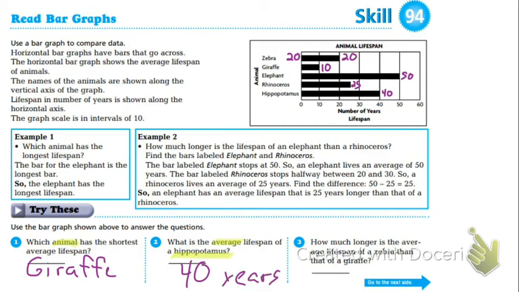All right, moving on to number 3. They're asking us how much longer is the average lifespan of a zebra than a giraffe. So here we're making 2 comparisons. We have to identify the average lifespan of a zebra and then the average lifespan of a giraffe, and we find the difference between both of those. A zebra has an average lifespan of 20 years. A giraffe has an average lifespan of 10. So to solve for that, ladies and gentlemen, 20 minus 10 equals 10. So to answer the question, how much longer is the average lifespan of a zebra than a giraffe? The answer is 10 years.